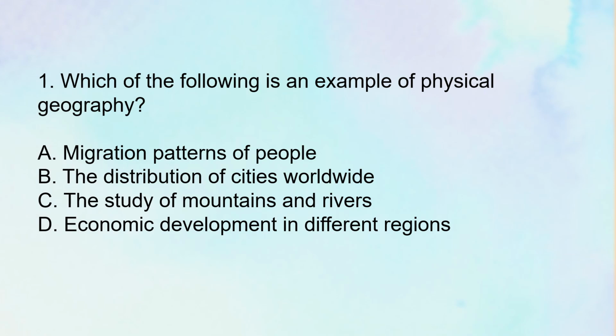Number one, which of the following is an example of physical geography? Letter A, migration patterns of people. Letter B, the distribution of cities worldwide. Letter C, the study of mountains and rivers. Or letter D, economic development in different regions.